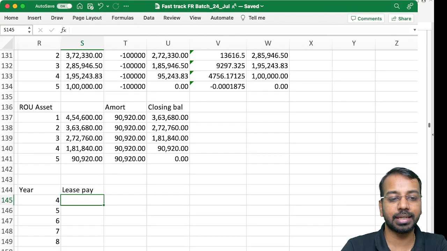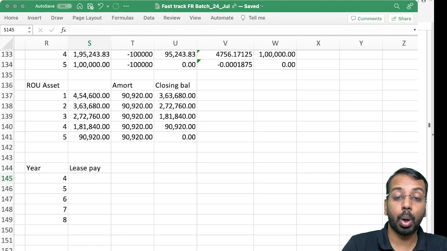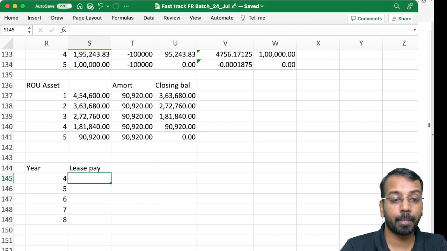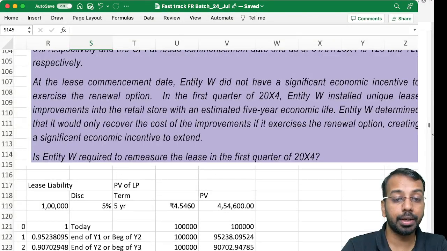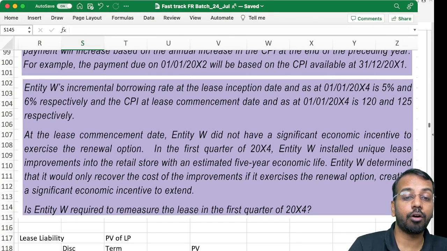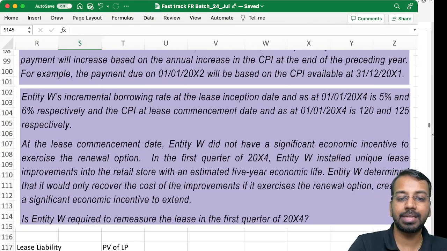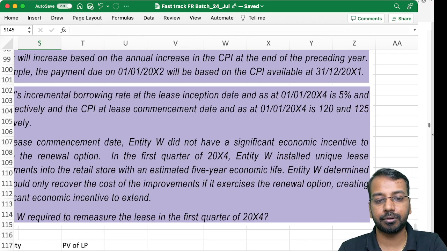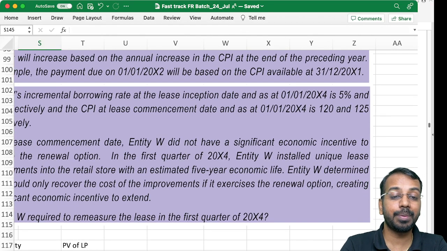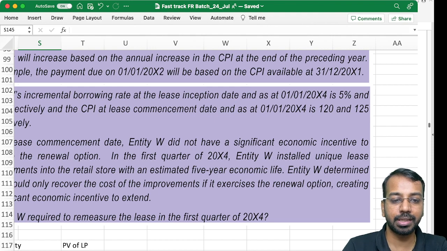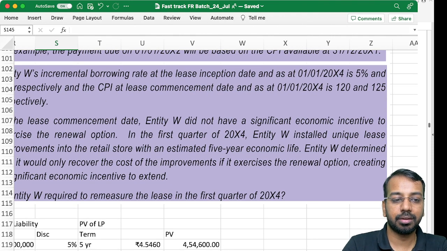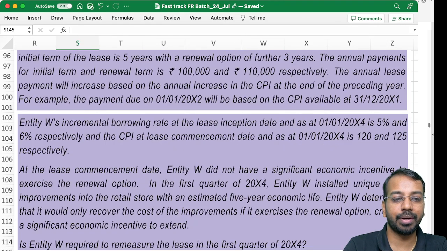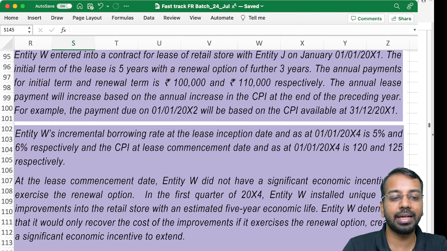Now what the question says is, on 1st of January of year 4, the CPI is now 125. What was the CPI earlier? The CPI earlier was 120, which means based on the CPI, the lease payment will increase. What does it say? Payment will increase based on the annual increase in the CPI at the end of the preceding year.